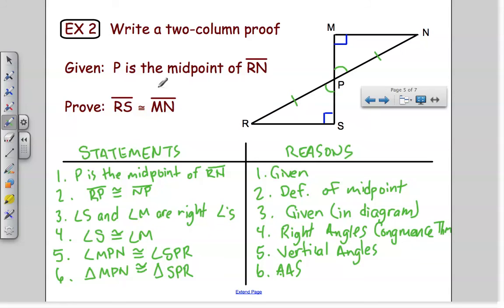So finally, I was trying to prove that some corresponding sides were congruent. Well, yeah, side RS has to be congruent then to side MN because these are corresponding sides in some congruent triangles, so those corresponding parts of those congruent triangles are congruent. CPCTC. So super fun proof there using CPCTC.